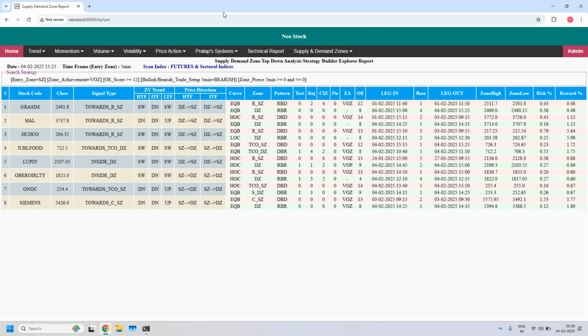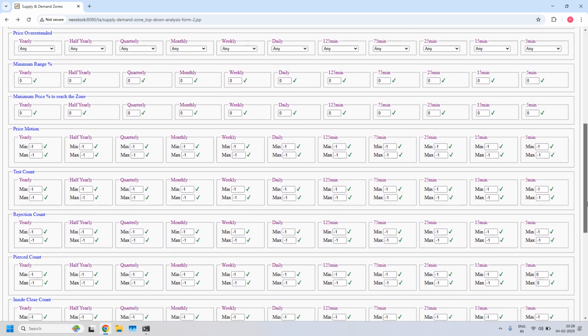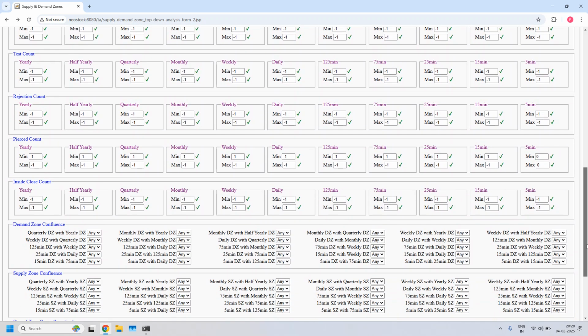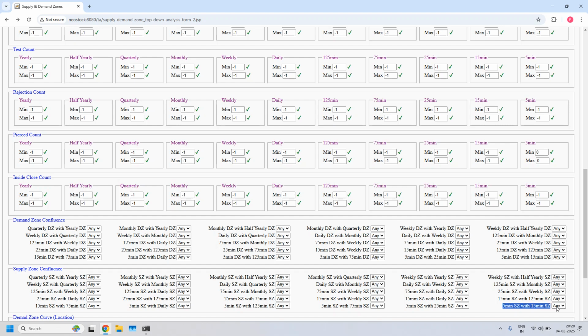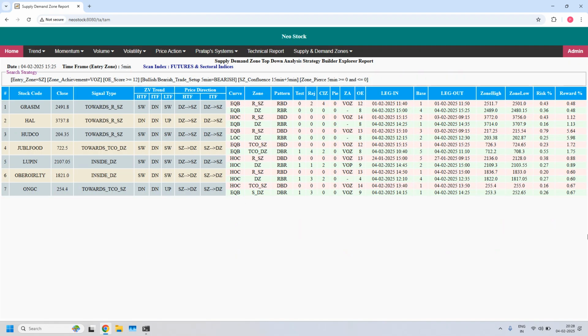First filter is LTF and ITF supply zone confluence. That is 5 minute supply zone with 15 minute supply zone confluence. Let us enable this filter. With this filter, we got 7 stocks. In all these 7 stocks, these 5 minute supply zones are overlapped with 15 minute supply zones. And 15 minutes trend is down in all these stocks, ITF trend.